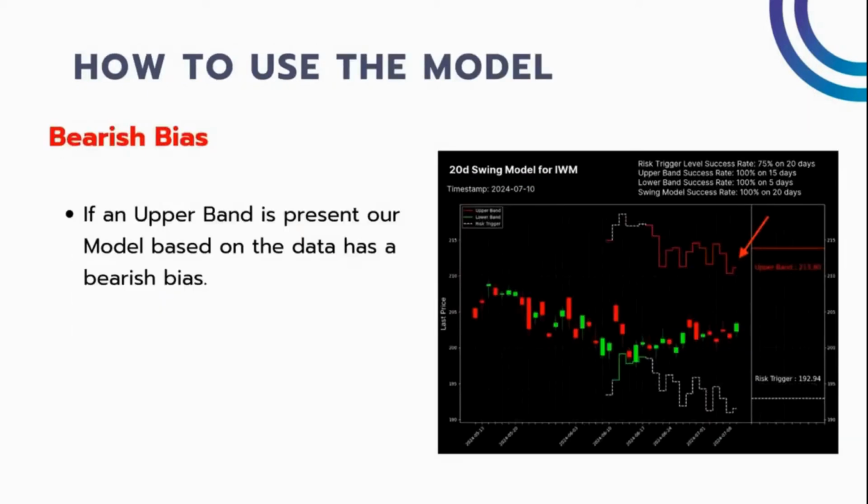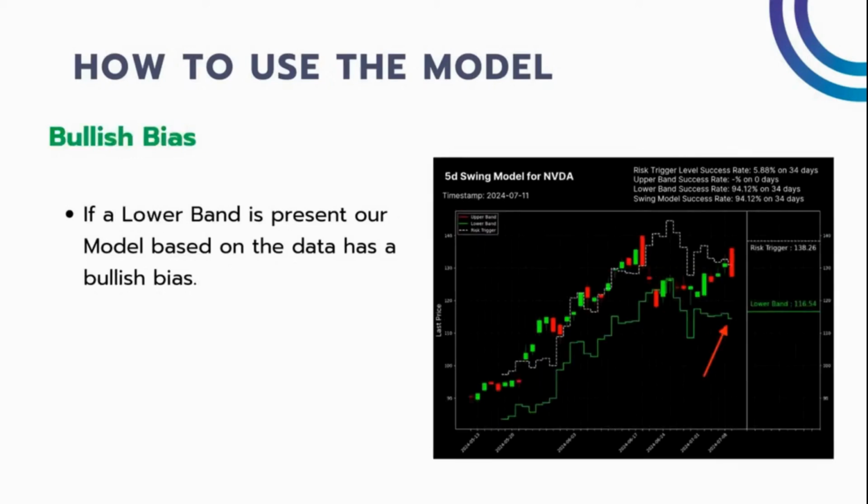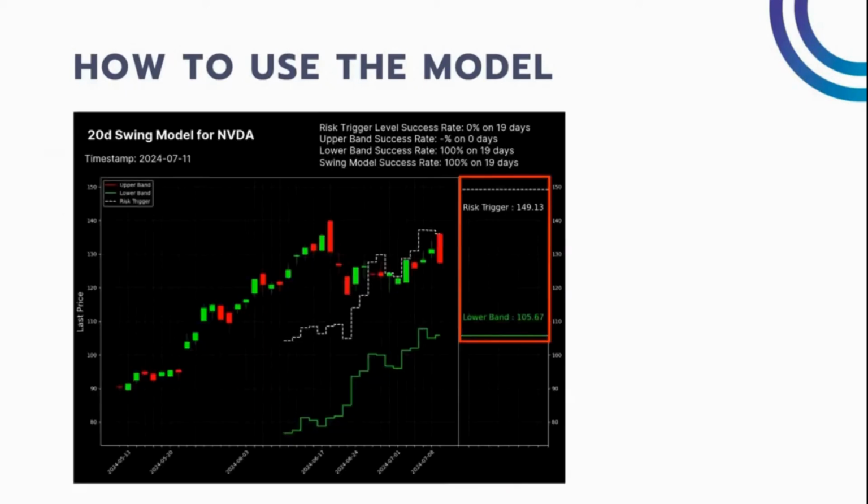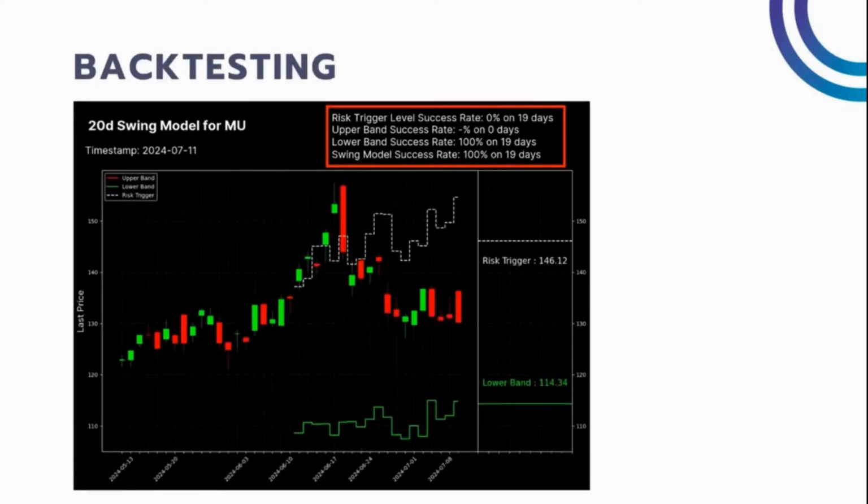the direction of the price. So whenever we have an upper band available in the model, we have a bearish bias, and you can see it here in red. Whenever we have a lower band, we have a bullish bias. So as you can imagine, if the model is able to predict the trend or the direction, the risk trigger will also be broken in many cases because we are able to predict the direction of the price.